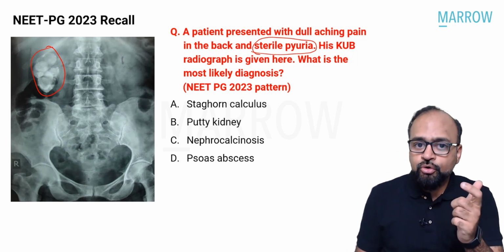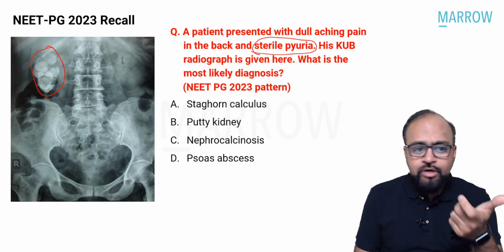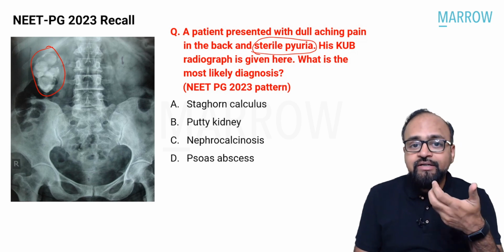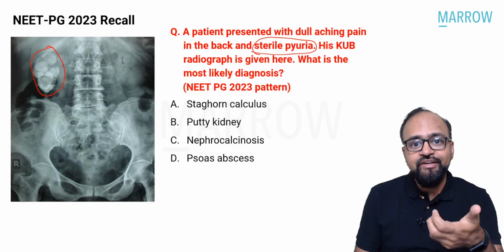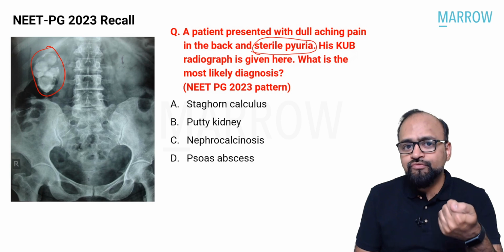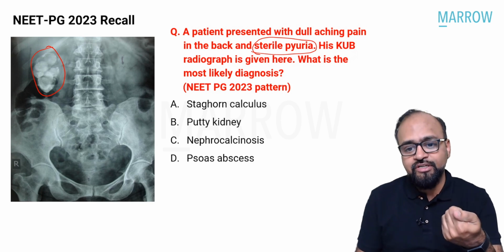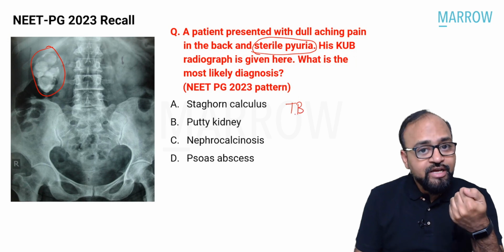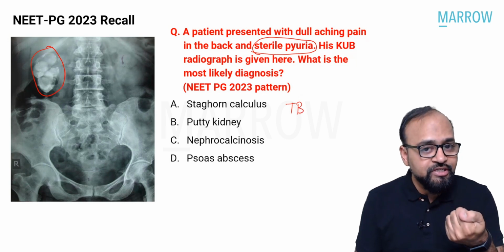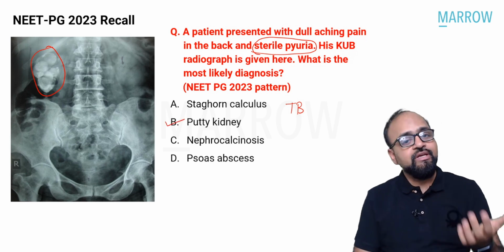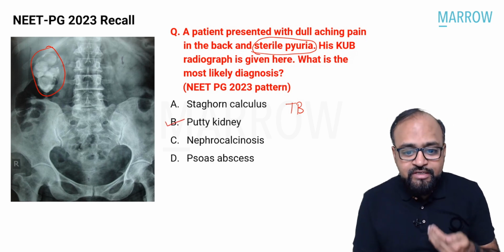This calcification or opacity that you see here though does not appear like a staghorn calculus. It is like the shape of a kidney, and it is as if the entire kidney is being calcified. And this is something that happens very peculiarly in one condition, and that is genitourinary TB. And what is this calcification of the kidneys occurring in TB called? It is called putty kidney. So what is this? This is basically a putty kidney.